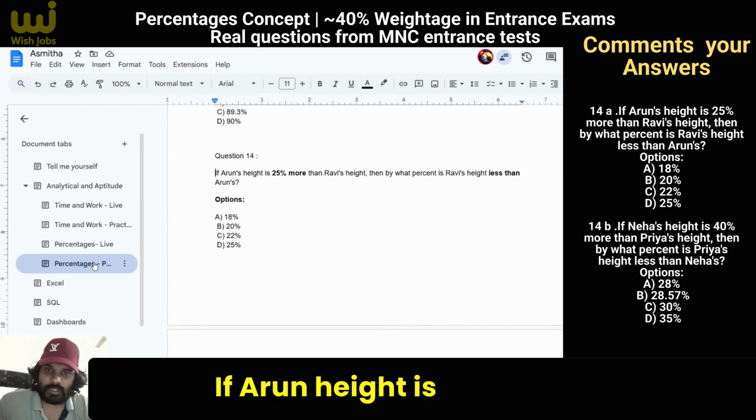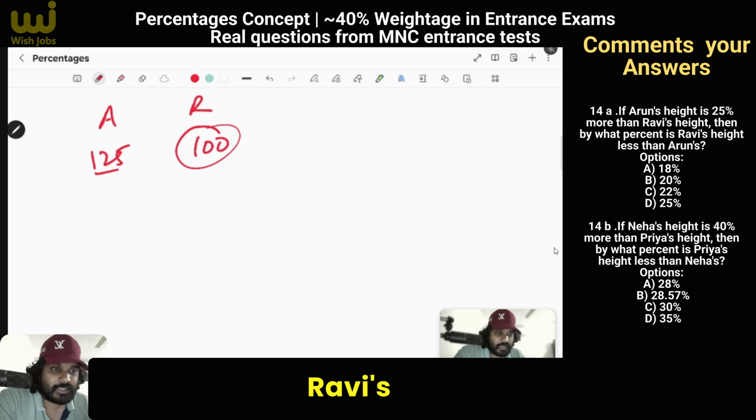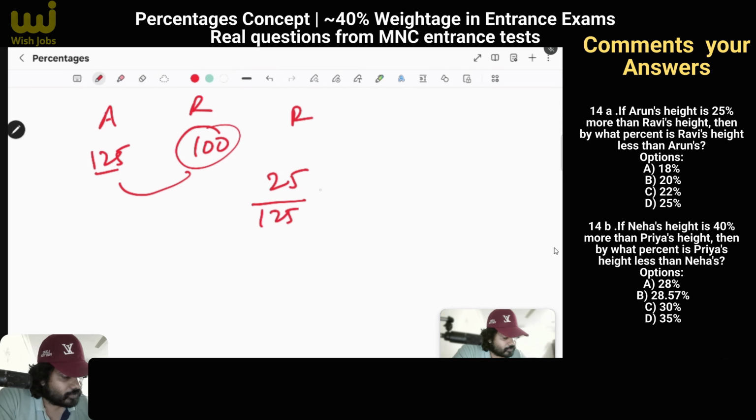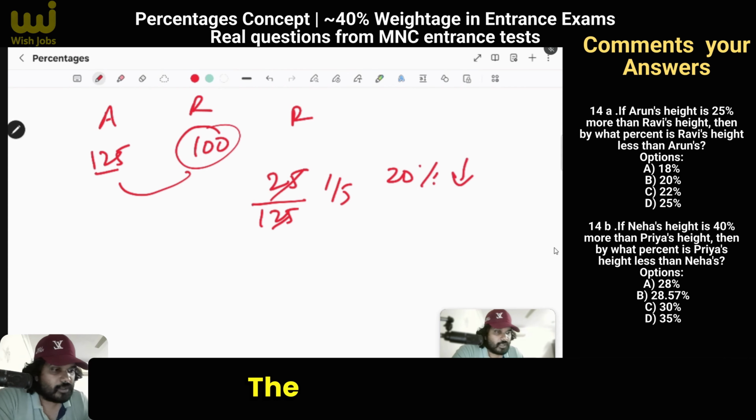If Arun's height is 25% more than Ravi's height, do this question, right? Okay, great. If Ravi's height is 100, Arun's height is 125, because we are assuming Ravi's height is 100. By what percentage is Ravi's height less than Arun's? So the difference is 25 divided. So you can take it in this manner also. He is asking what Ravi's height is less than Arun's. Ravi is 100, that means the difference is 25 divided by Arun, who is 125. 1 by 5, 20%. 20% is decreased.